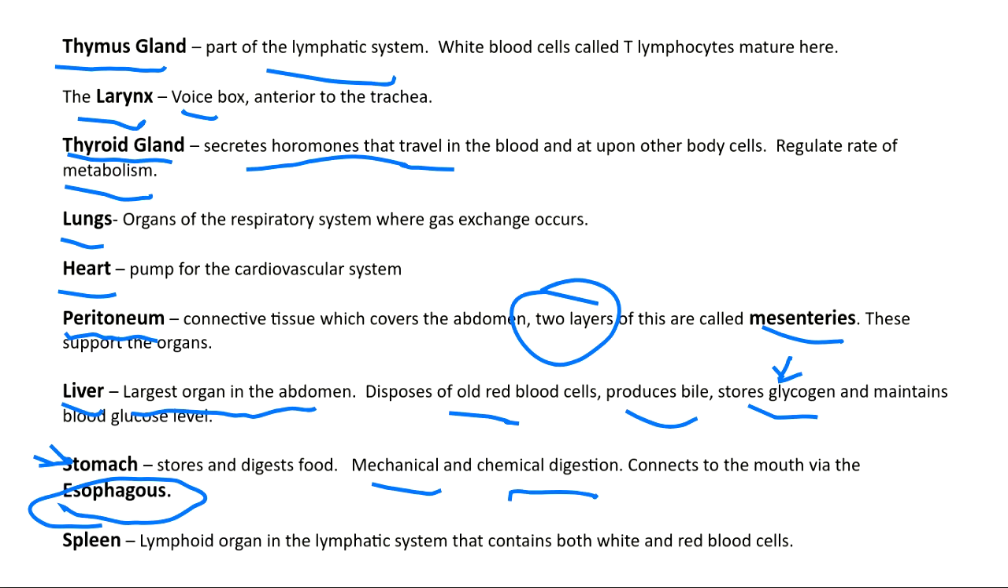Then there's the spleen, right? It's a lymphoid organ in the lymphatic system. It contains both white and red blood cells. It's important in your immune system. It also filters the blood. So any damaged blood cells go through the spleen, and the spleen is composed of very many small passageways, and they're shaped a certain way so that if it's a healthy cell, it'll go right through it, but the damaged ones get trapped.